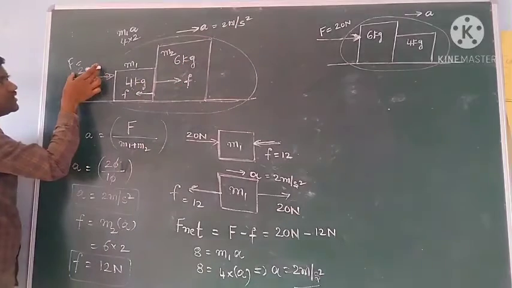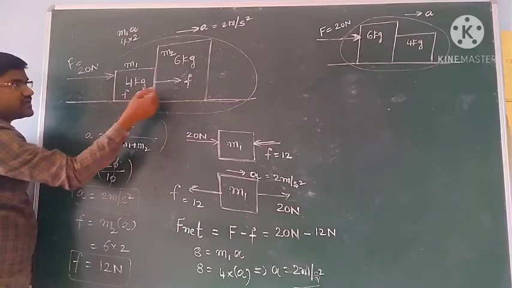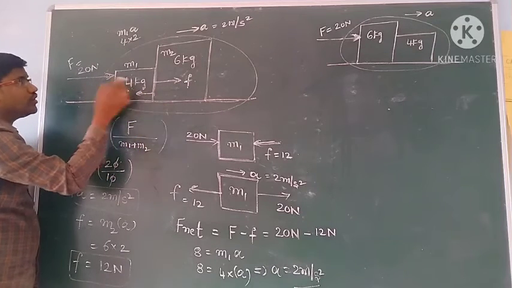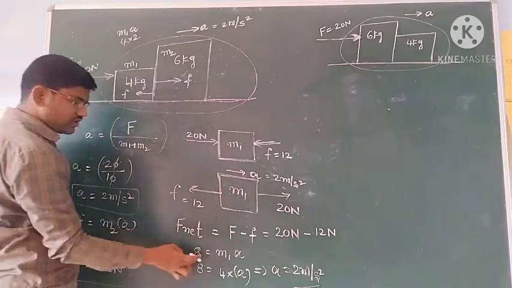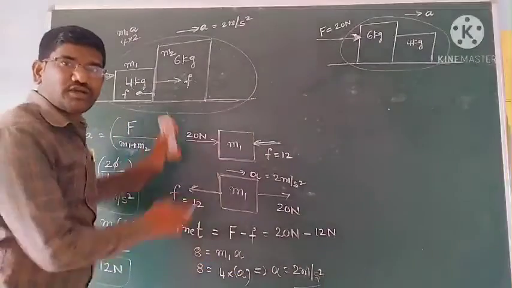out of the 20 newtons. Because we applied 20 newtons like this, 12 newtons is wasted because this is trying to stop it, but it can't stop it. So only 8 newtons is the rest of the force. That 8 newtons acting on the 4 kilogram block gives 2 meter per second square acceleration. You try like this, students.